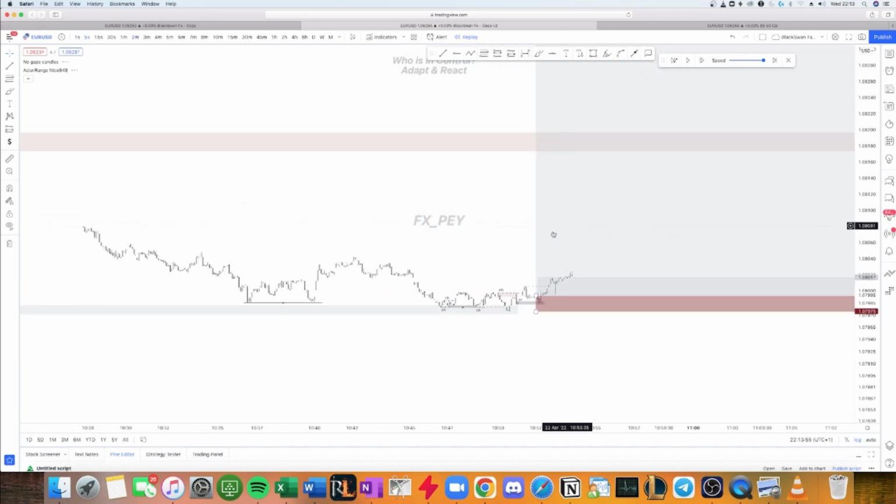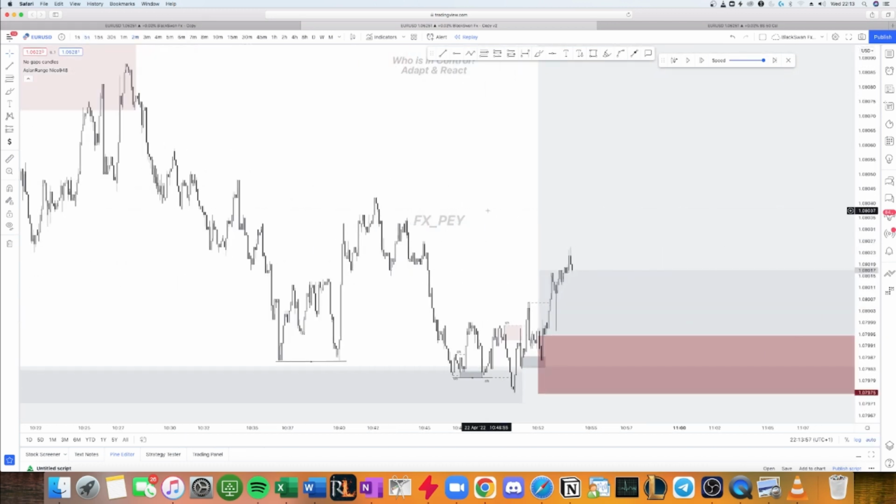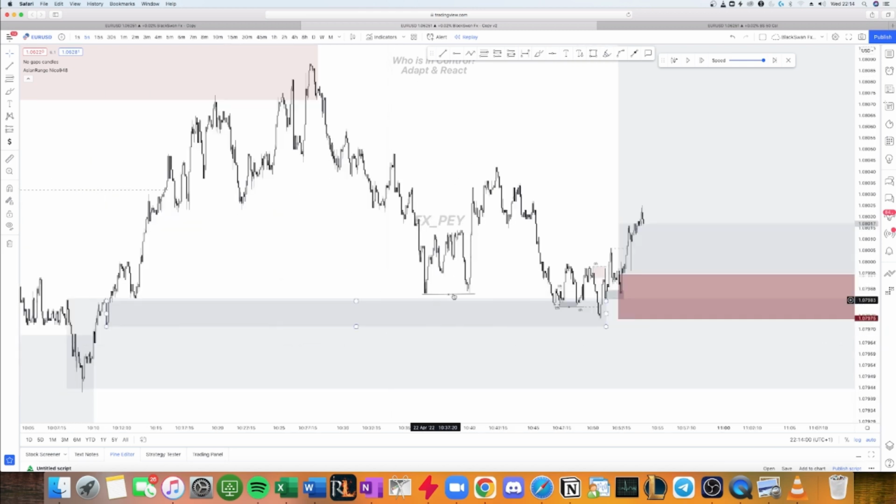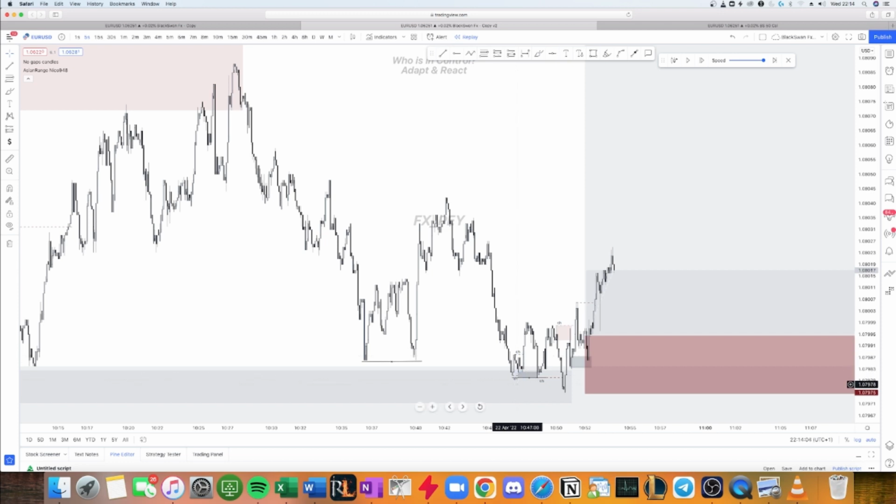And if we get down to the entry now, I can just show you this. So I basically thought that this was inducement here right before the point of interest, and that this was a sweep of liquidity. We had the 5 second change of character, so I actually took a loss here, which in my eyes I'd say is a valid loss.